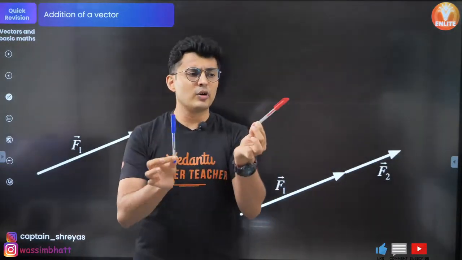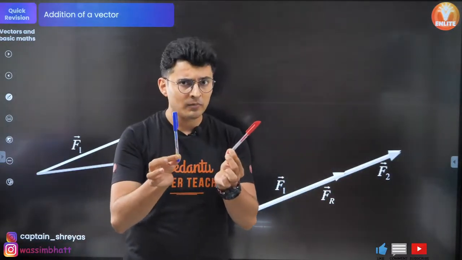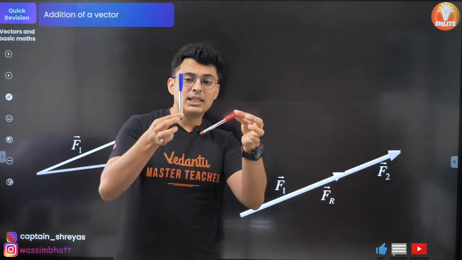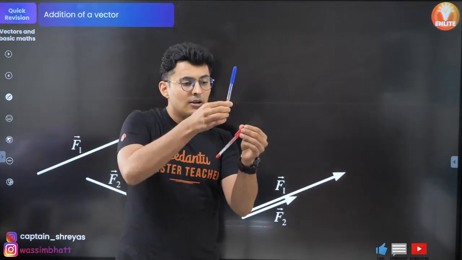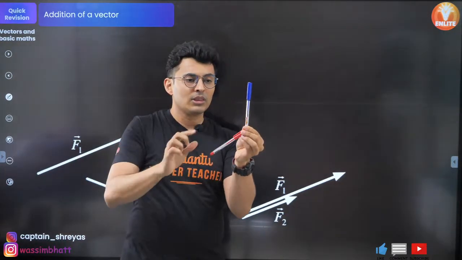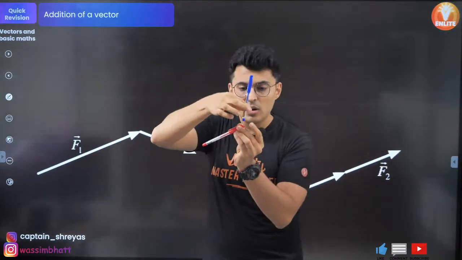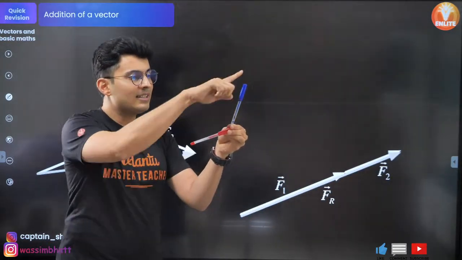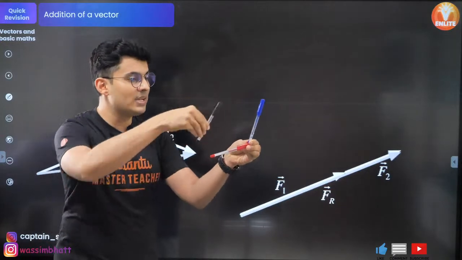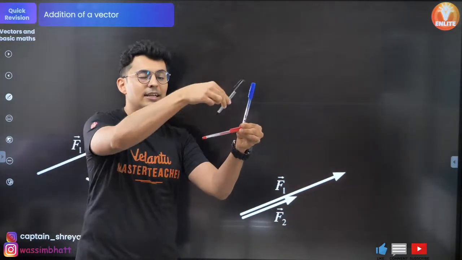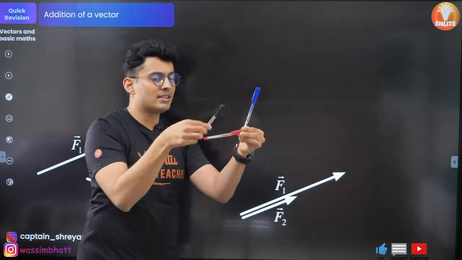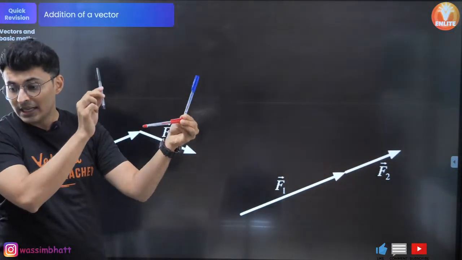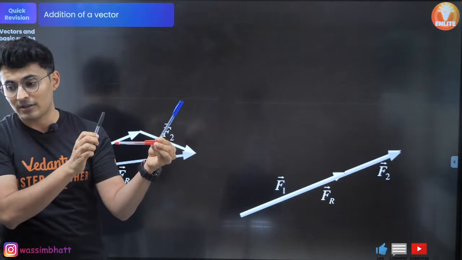You want to add this force plus this force. First way, take the vectors such that the tail of one, this is the tail, falls on the head of the other. The tail of the blue falls on the head of the red. Now there is a missing side. This missing side is your resultant vector. This vector plus this vector is this missing side. Is that clear? This is one way.